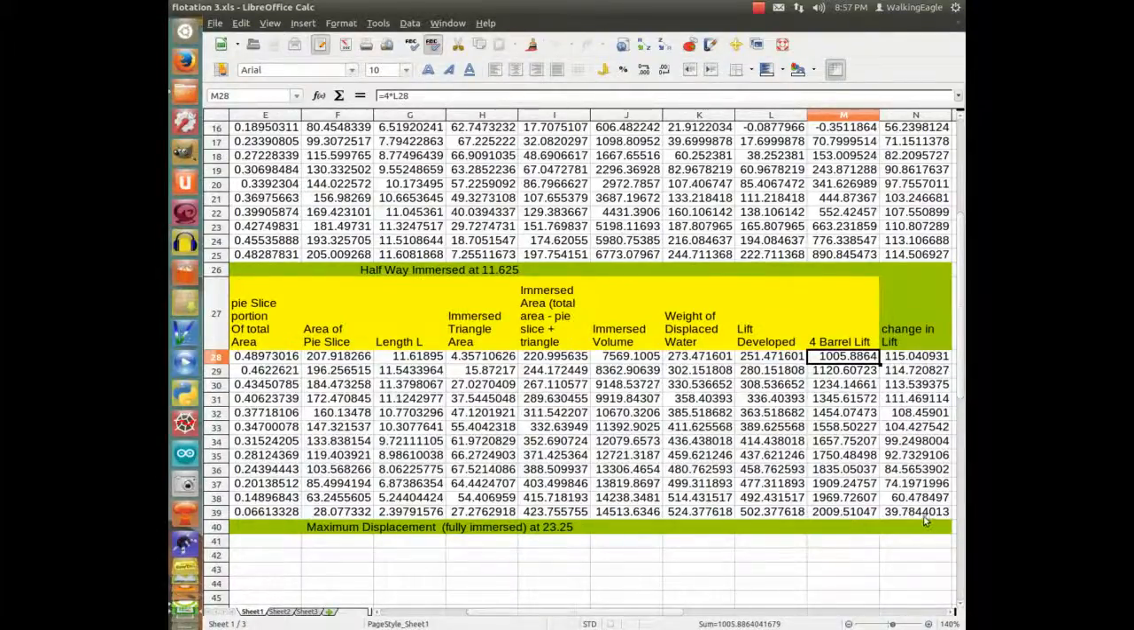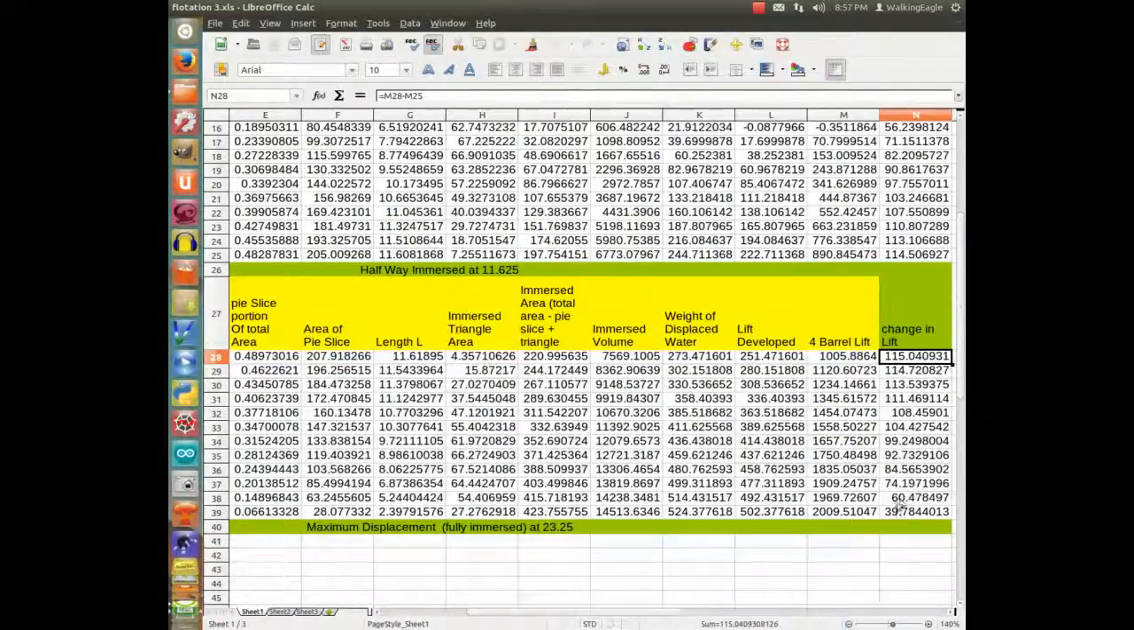Because I was curious, I took this change in lift, and as we start sinking that barrel more and more, we're getting less lift per inch of immersion because the barrel is getting smaller. The diameter of it, not the diameter, but this pie slice is getting smaller and smaller in width. And so the triangle is getting smaller and smaller in width, and so it doesn't gain as much lift per inch of immersion.